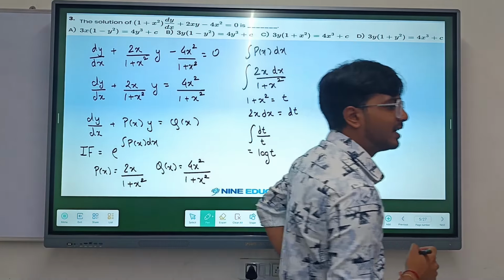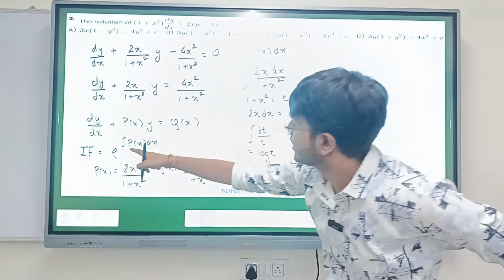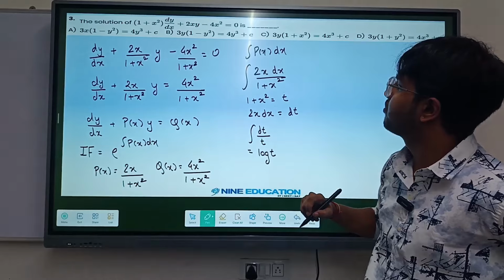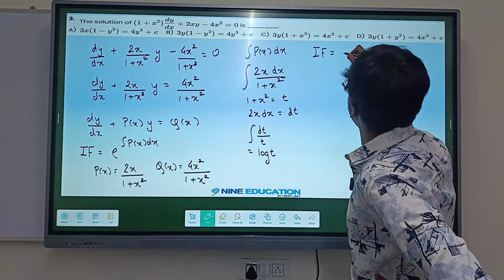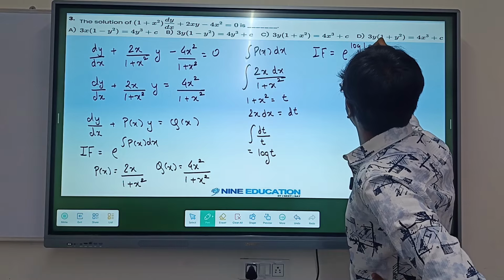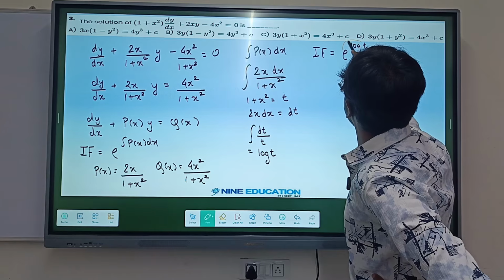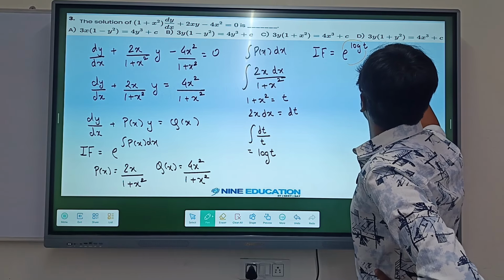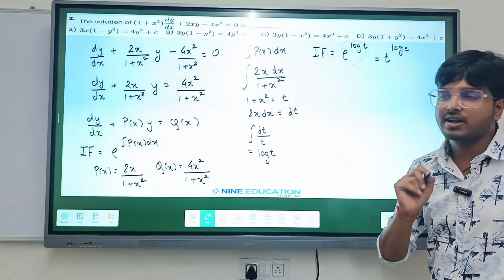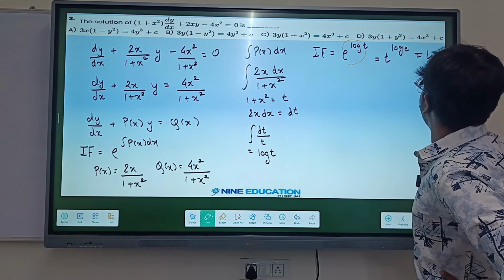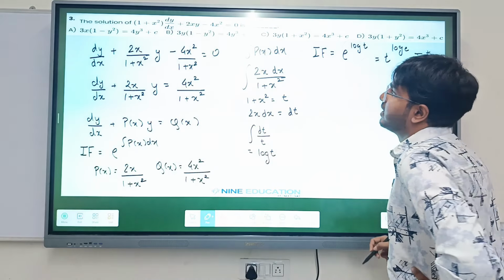Now let's come to the integrating factor. What is the integrating factor? e power integration of p of x dx. So the integrating factor is e power log t. Now I can interchange this t and e, so this will be t power log e. What is log e? Log e is 1. So what is the integrating factor? t.